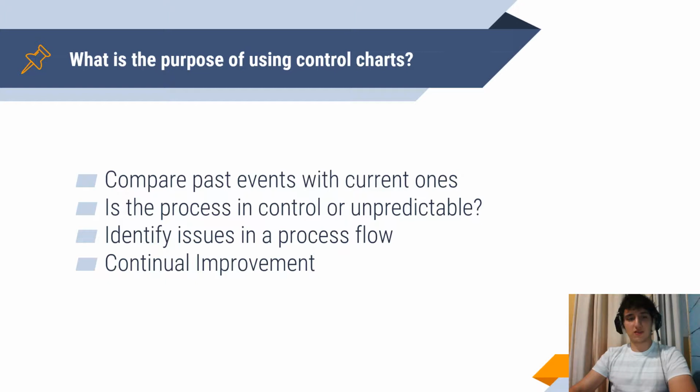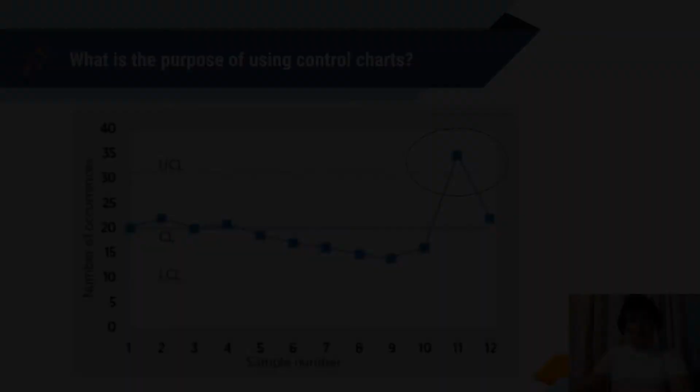Also, we use it to identify issues in a process flow. For example, if a machine is not working properly, or if an employee is not working as intended, we can see all the marks on the time frame and on the sample values, and we can detect if there is any problem in the process. Also, they help us to improve over time. So we can look for ways to improve the process, to make things more efficient, and to make the process be under control. Those are the main reasons why we want to use control charts.